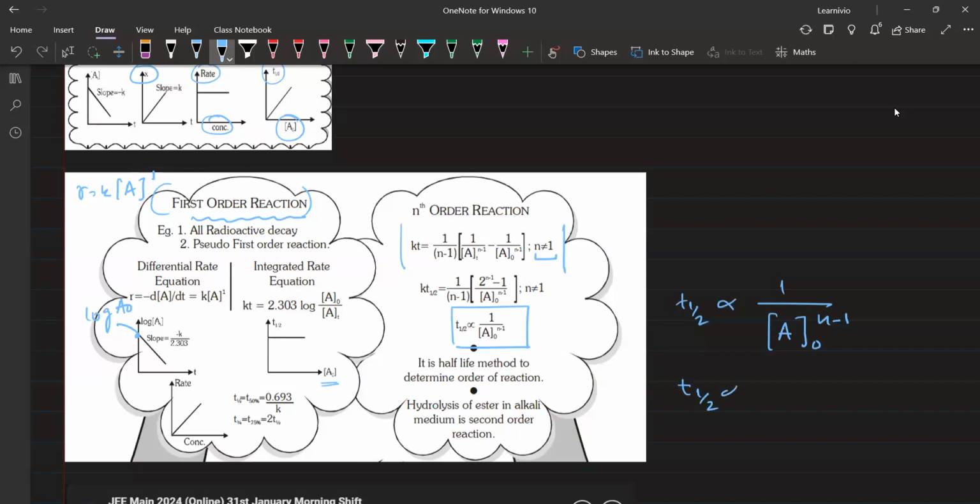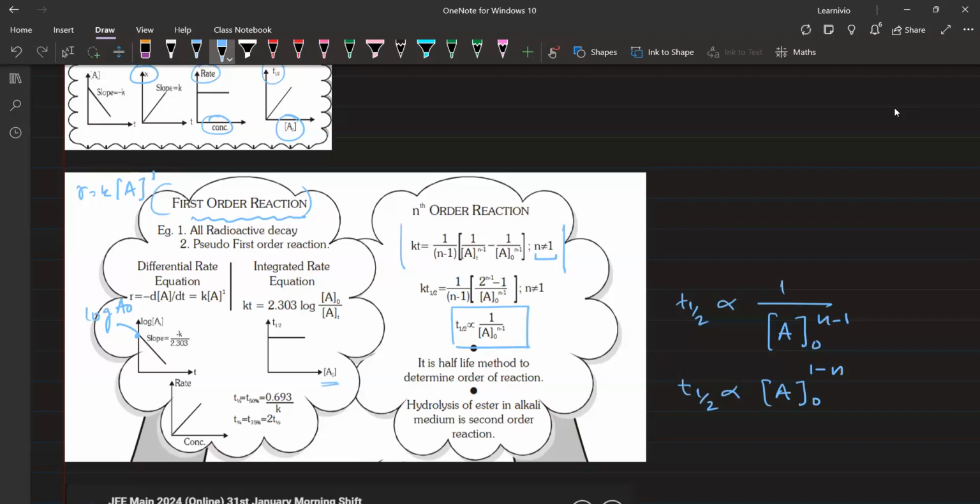T half is directly proportional. So when I make this denominator, if I shift it to numerator, the powers will change their signs. So this whole thing will become minus. So you will get A naught to the power, this n will become negative and 1 will become positive. So it will be 1 minus n. Okay. So whatever form, it is the same thing.